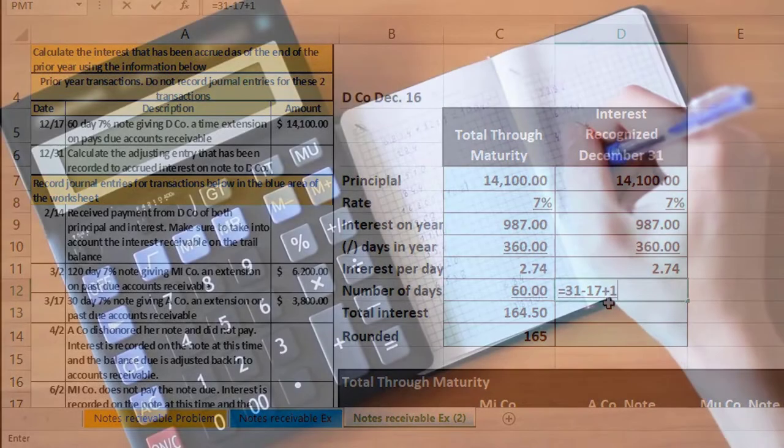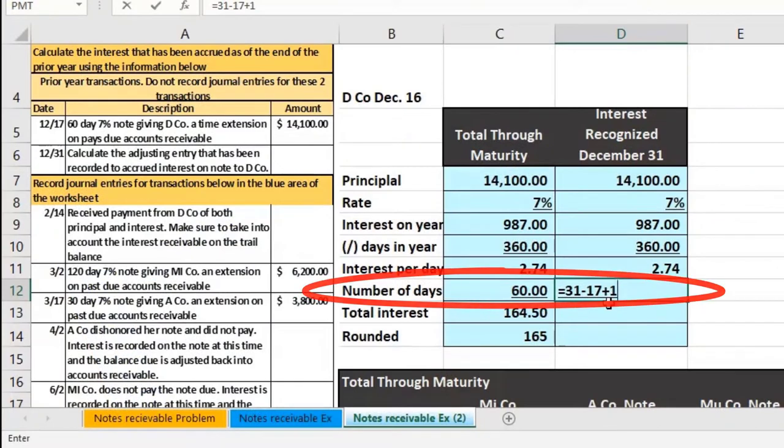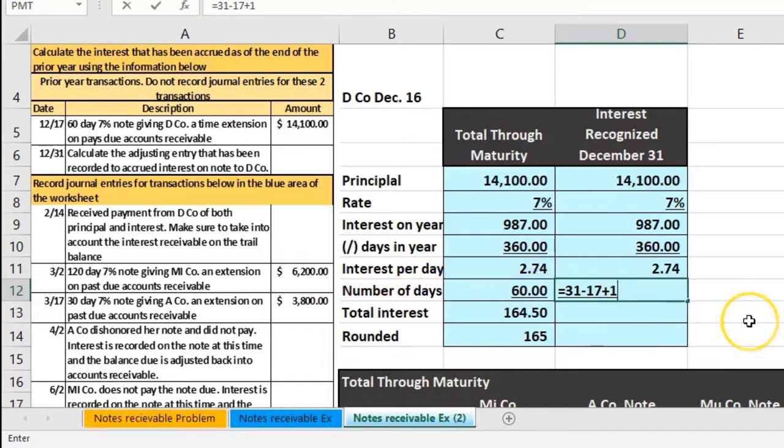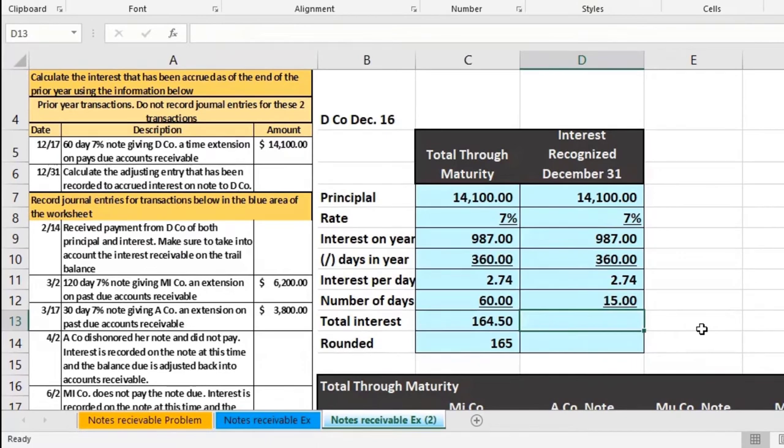If you're looking at a problem that breaks it down to a day or so, that's probably where the difference may be. If you're off by a little bit, then it may be that you're not including or are including that day. You want to be careful with that. That could be where the difference is.